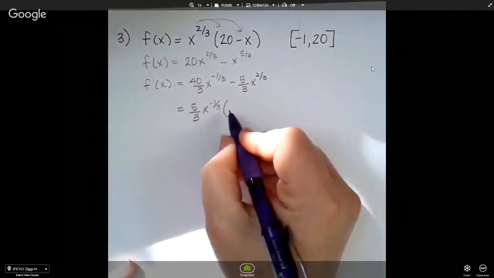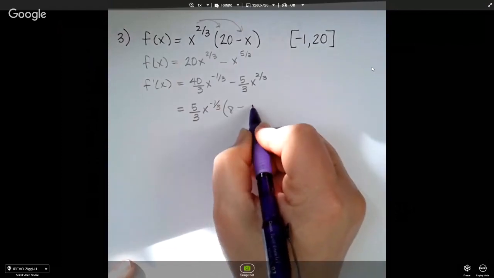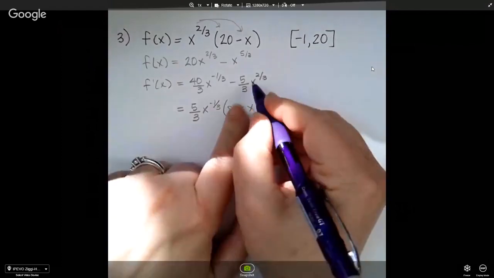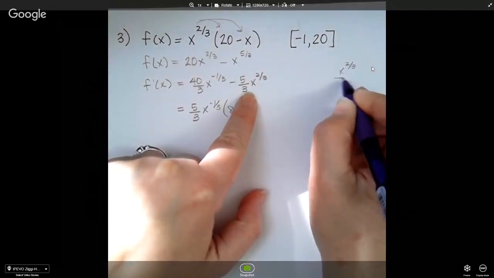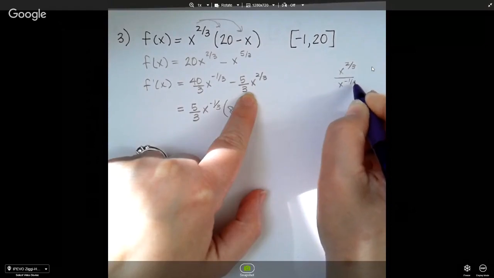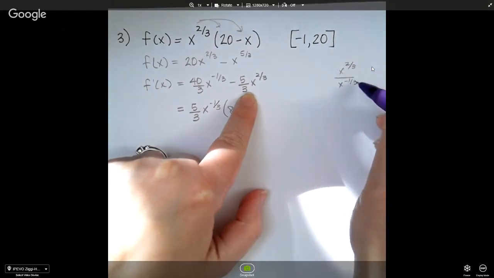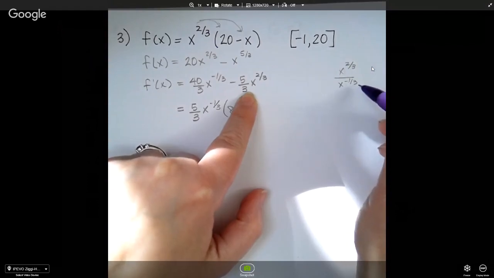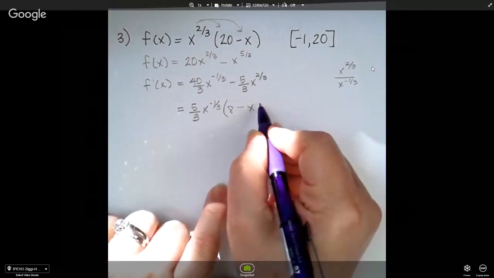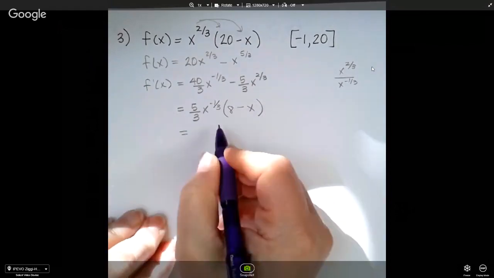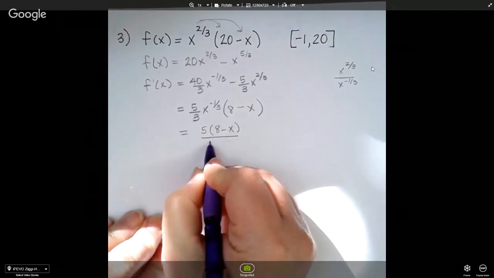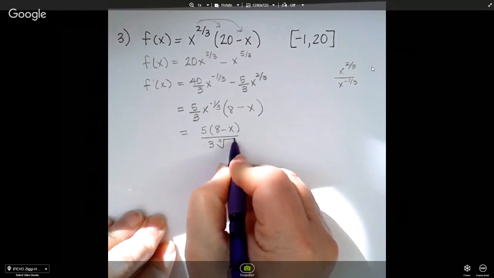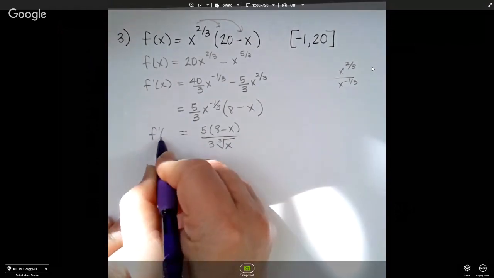When I do that, I'm left with 8 minus 5, x times, now when you factor something out, I'm going to take this x to the 2/3 over here and divide by x to the negative 1/3. And when you're dividing, you subtract the exponent. So this would be 2/3 minus a negative 1/3, which gives you x to the 3/3, which is 1. So something wonderful just happened. And now I'm going to put things where they belong. And we're going to get 5 times 8 minus x over 3 times the cube root of x. So that's f prime of x.